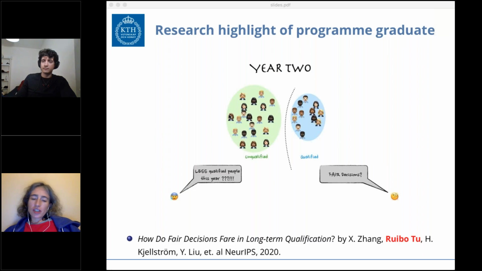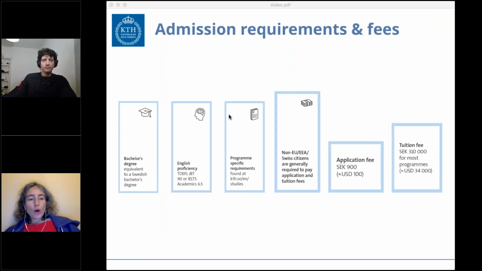So this is just to highlight that graduates of our program do very interesting things, and they have gained the skills to do these interesting things from the courses that we have taught them and the interactions that they have had with professors during the program. Okay, so hopefully you get an idea of what's in the program and what you should be able to do after you finish the program.